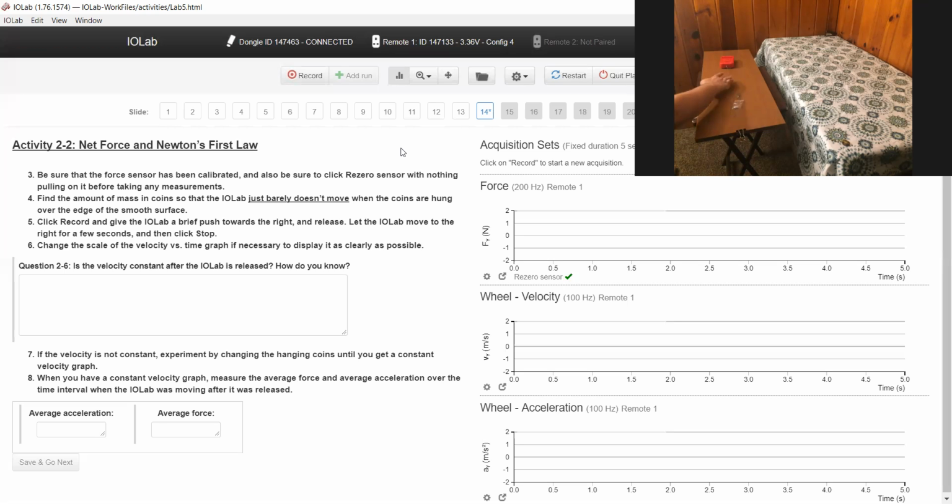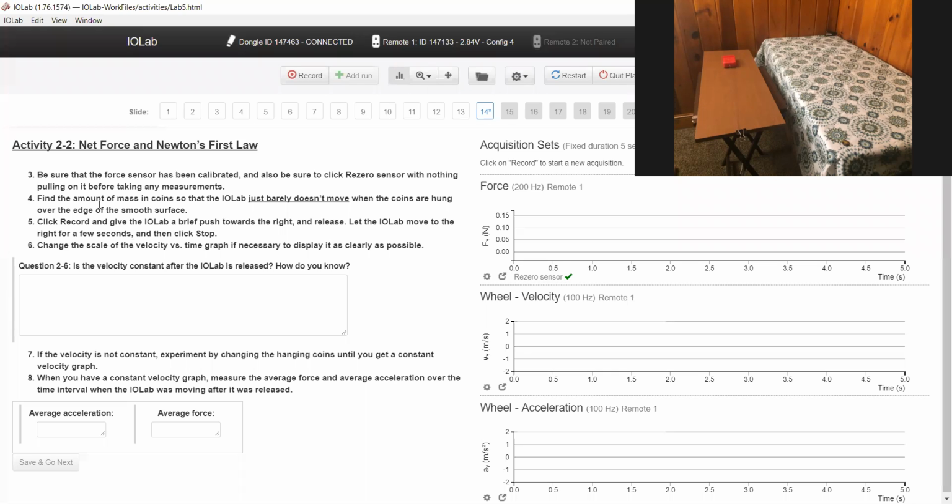So there is no force being pulled on the force sensor. Re-zero it, and then you put it. Just keep it here so that it slightly moves, like this.